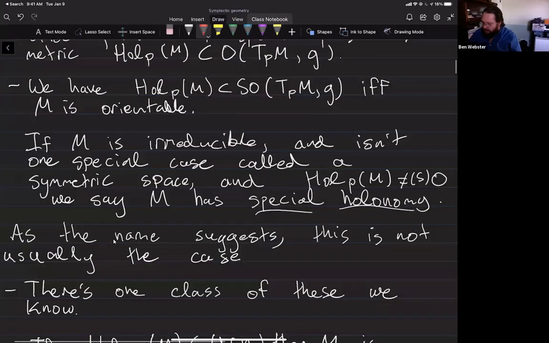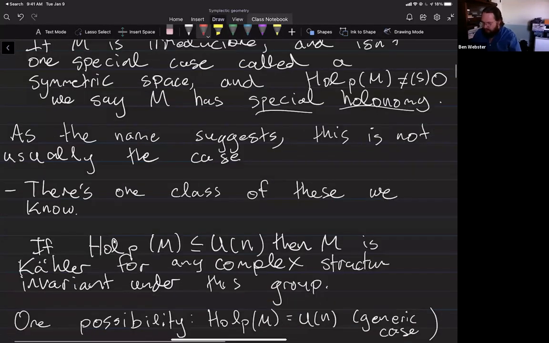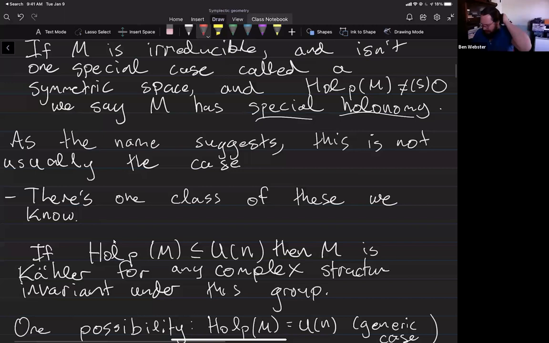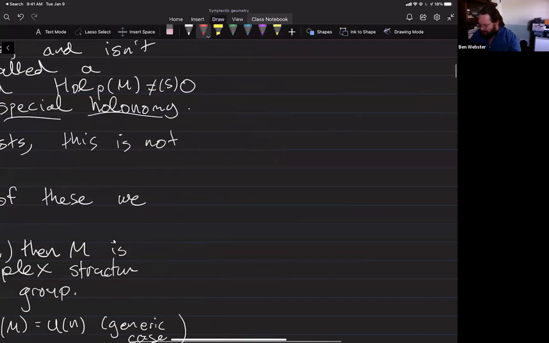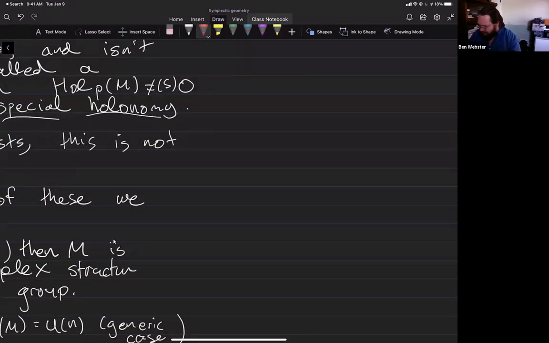We do already know one class of these, which is that a manifold is Kähler if and only if the holonomy group is a subgroup of U(n), thought of as transformations of the tangent space. So let me say this a little more carefully.